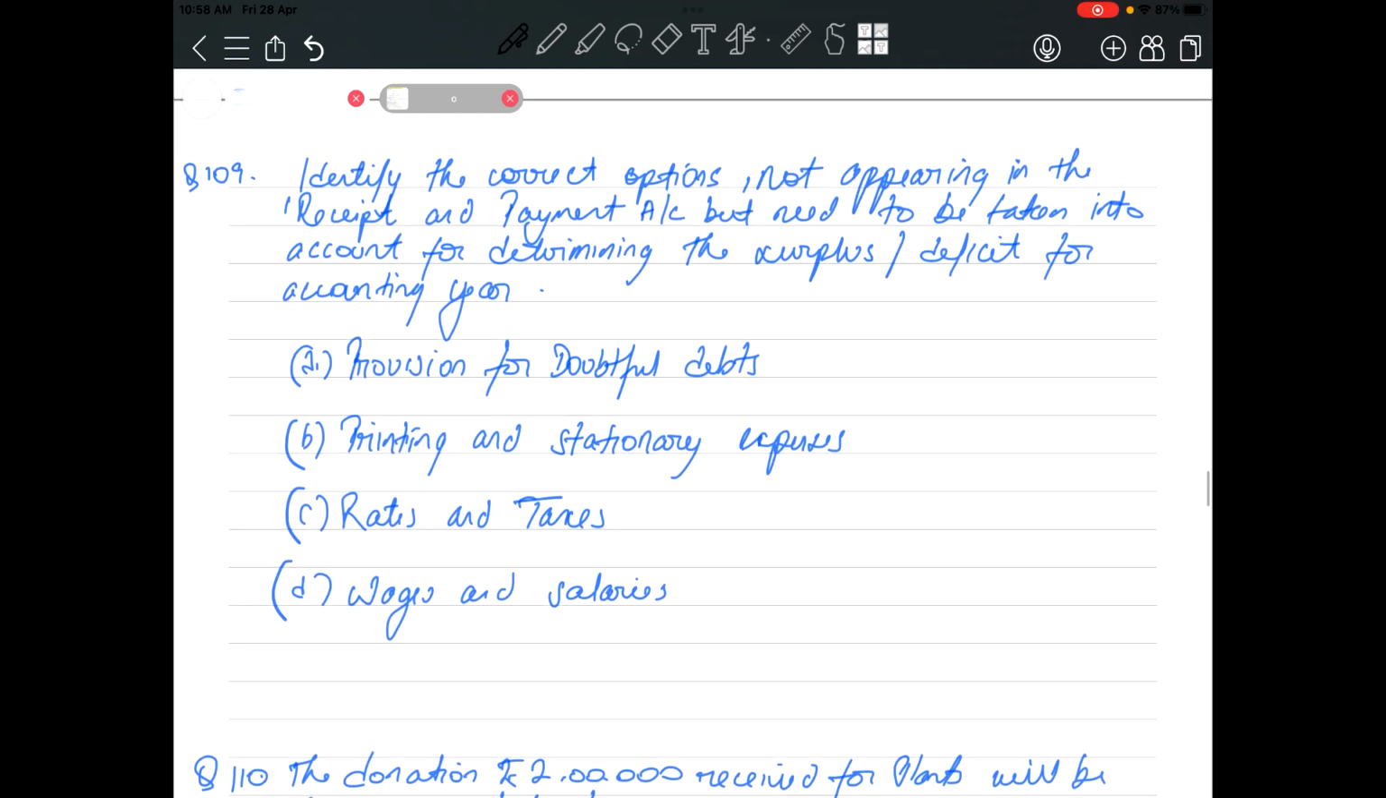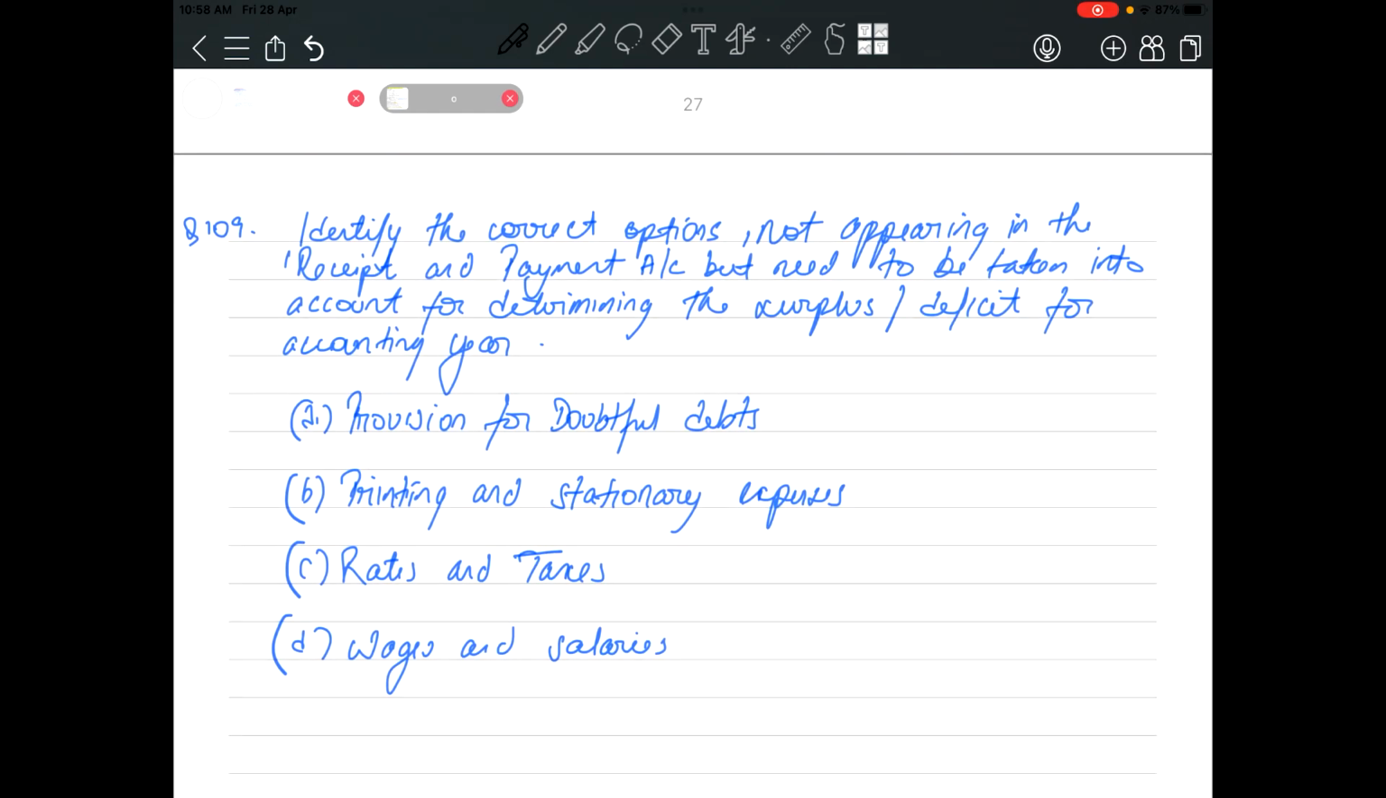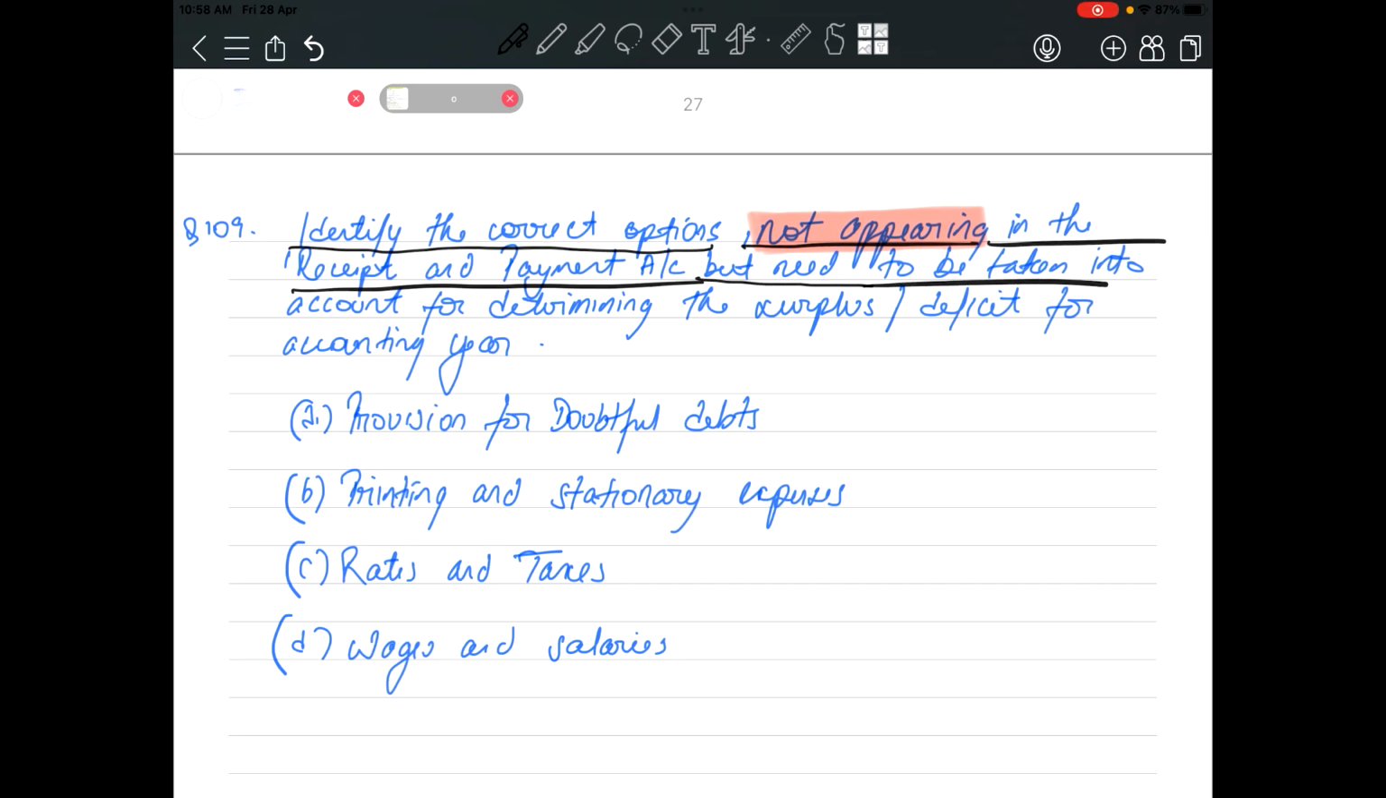Done with question number 108. Now let's see question number 109. Identify the correct option not appearing. What's the crux? What's the highlight point? Not appearing in the receipt and payment account, but need to be taken into account for determining the surplus or deficit for the current year. Now what is the item which we don't take to the receipt and payment account? We know that only actual cash expenses and receipts will be taken to the receipt and payment account, but we have to take this kind of items to find out the actual surplus and deficit.